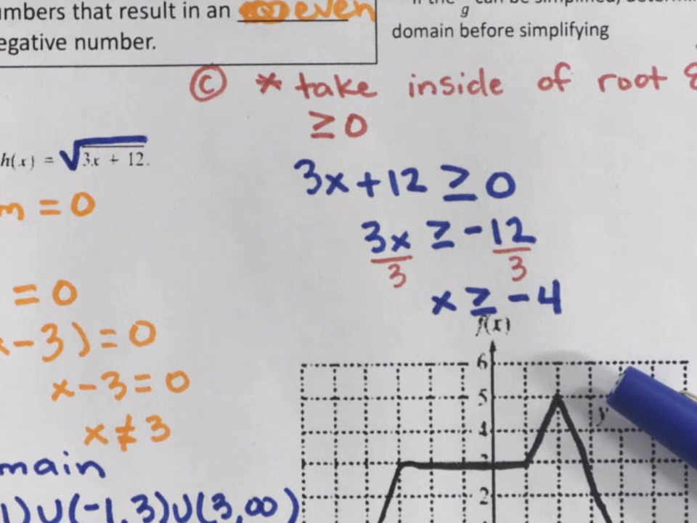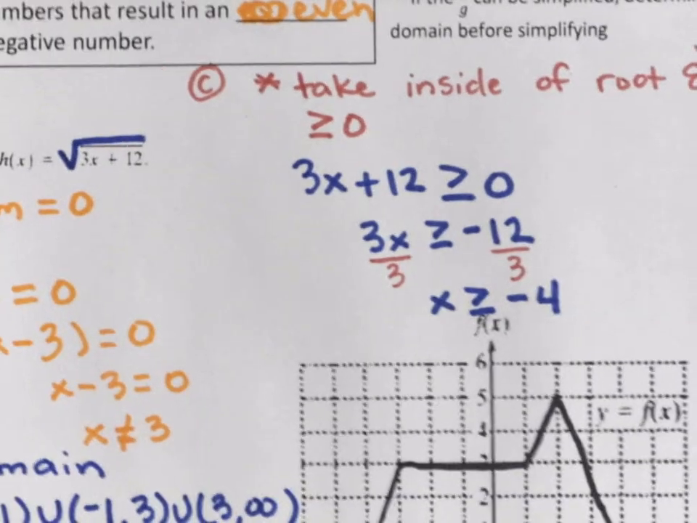Give me a number that doesn't satisfy this inequality. -5. X shouldn't be able to be -5. What's 3 times -5? What's -15 plus 12? Can you do the square root of -3? You can't. So that's why these values have to be taken out. So does that make sense?